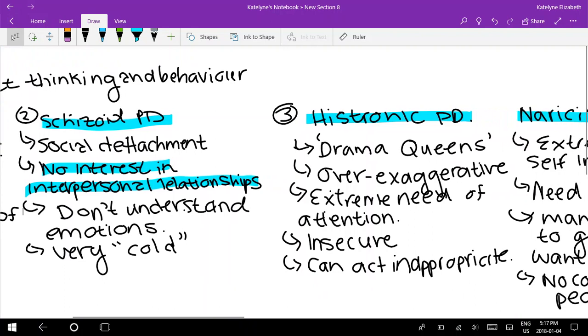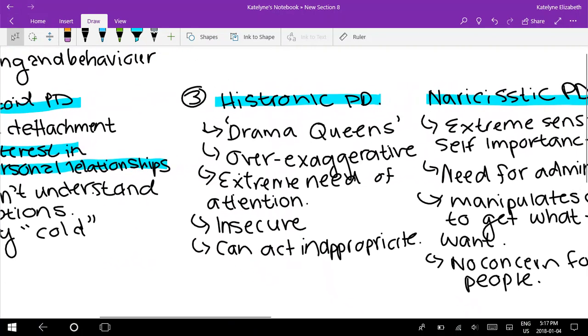The next one that we're going to be talking about is histrionic personality disorder. Some people refer to these people as drama queens, is one way to put it. They're basically individuals that over-exaggerate everything. They blow everything out of proportion. They have an extreme need for attention. However, they are usually insecure and very shallow about themselves. Sometimes this can lead to inappropriate behaviors, maybe wearing something seductive, and they know it. So these are some of the characteristics that can be found with a person that has histrionic personality disorder.